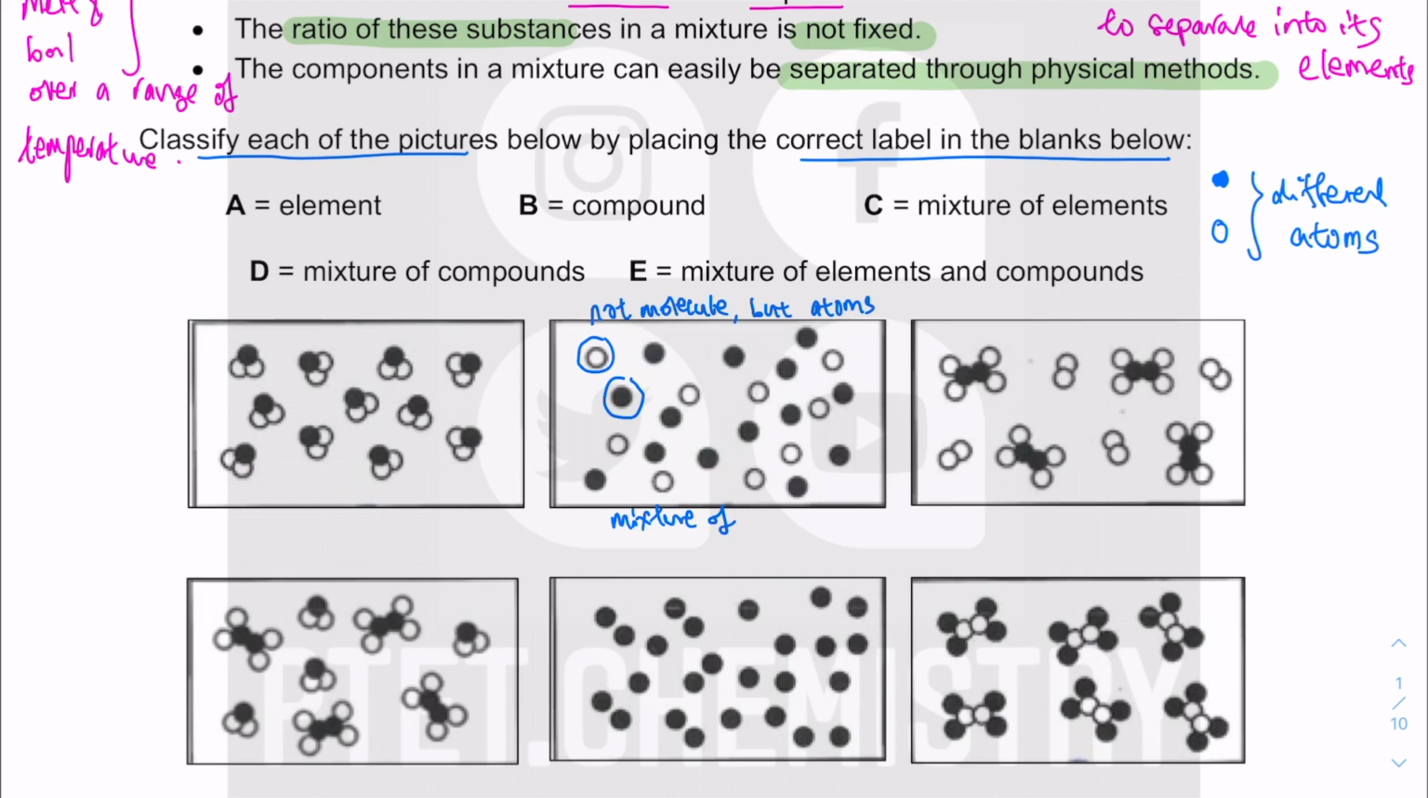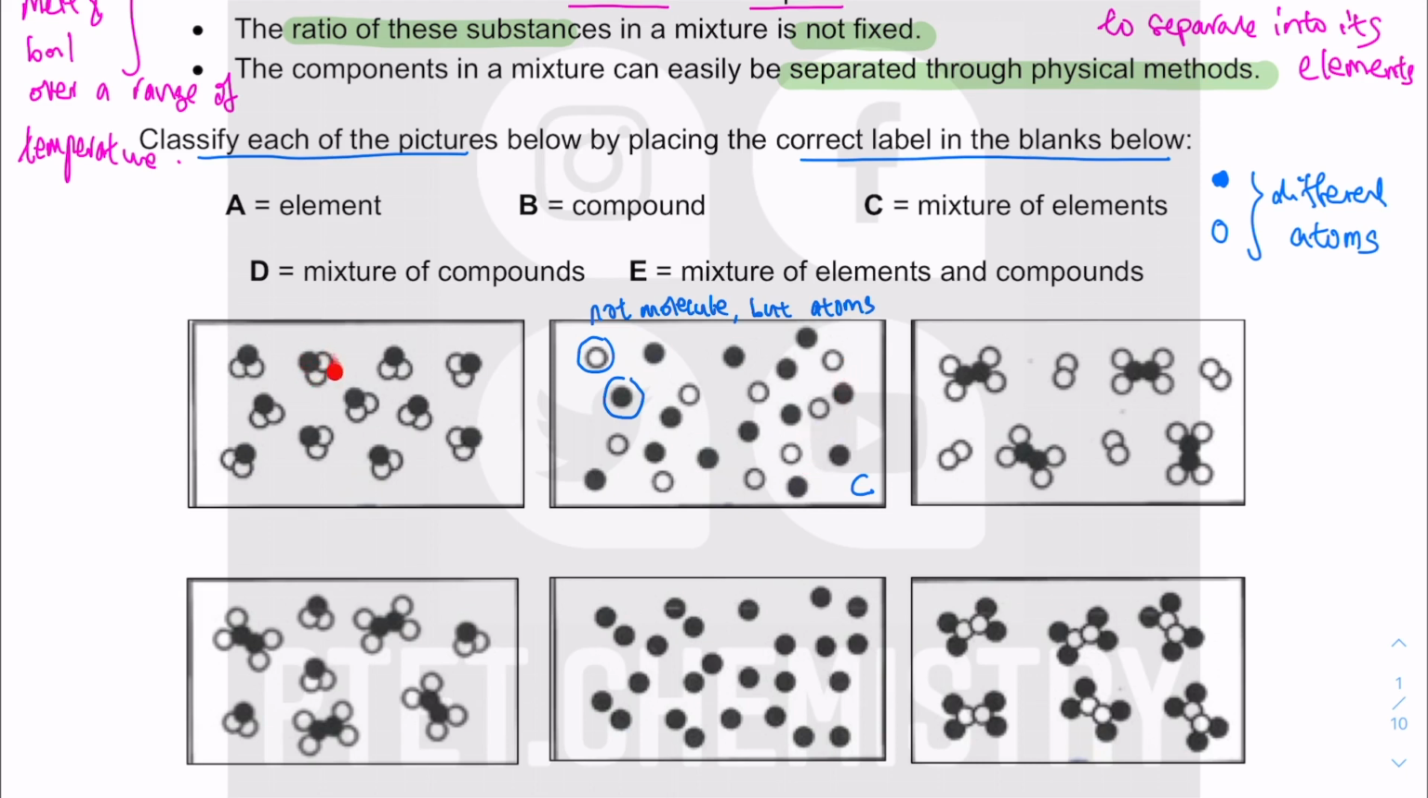of elements. In fact, I don't need to write them down, because all the options are given here. So this one here will be C, because this is a mixture of elements. Each of these atoms represents individual elements, and there are two different kinds of elements, but they are not chemically combined together, they are just mixed up together. So this is a mixture and not a compound.